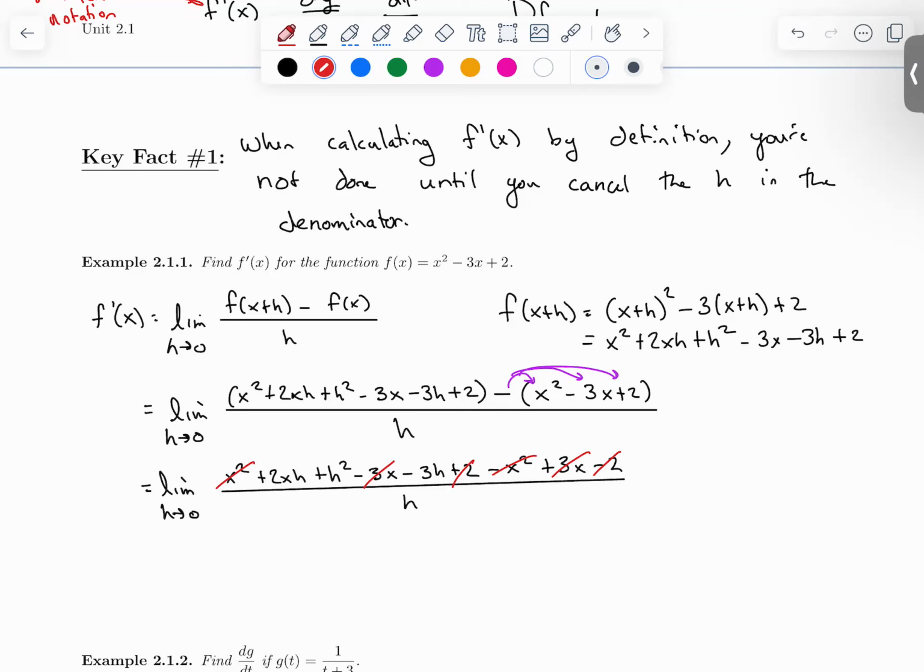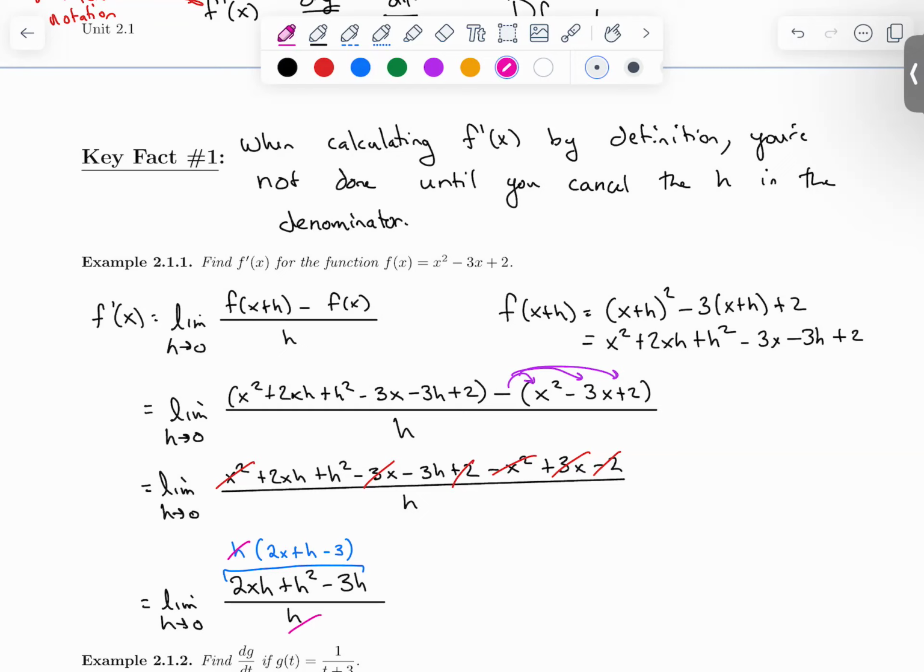And so what we end up with then, if all those things cancel, and leave a little bit of space next to this equal sign, so this will be the limit as h approaches 0 of 2xh plus h squared minus 3h, all divided by h. And there's a common factor of h throughout the entire thing. So the numerator is h times 2x plus h minus 3. And the h's cancel, and that was the thing that was causing an issue.